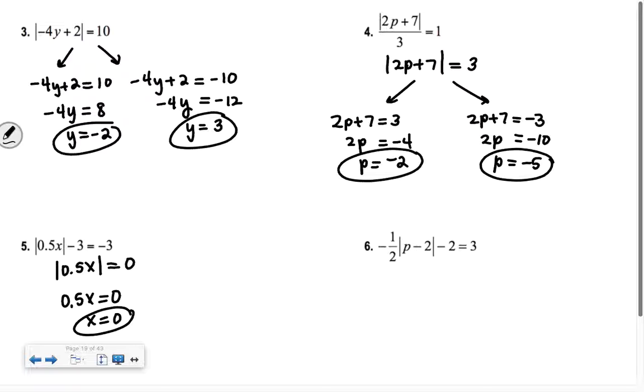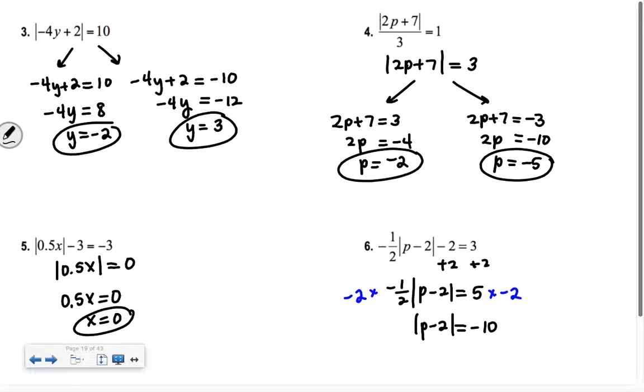All right, the next one, I'm going to add the 2 over. So I have negative 1/2 times the absolute value of p minus 2 is equal to 5. I'm still trying to isolate that absolute value, so what's my next step? Yeah, multiply by the reciprocal, multiply by negative 2. So when I do that, I get the absolute value of p minus 2 equals negative 10.